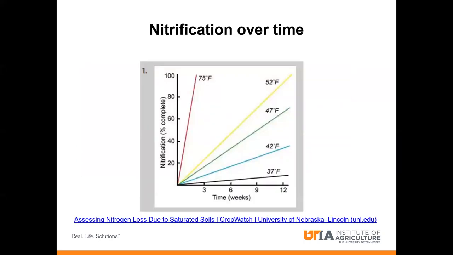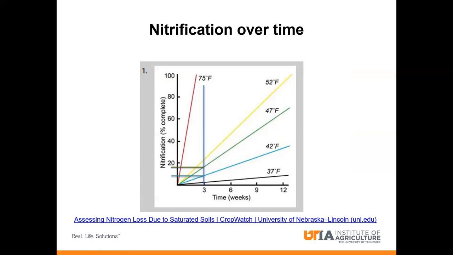This chart here is very important to ammonia volatilization. So this is nitrification over time. On the y-axis, that is percent nitrification. So how much of the urea-based fertilizer is converted to nitrate. And then on the x-axis, that is just time in weeks. For my talk, I just want to focus on week three or the number three. What you realize is that I should mention that these lines here represent different temperatures, ranging from 37 degrees Fahrenheit to 75 degrees Fahrenheit.